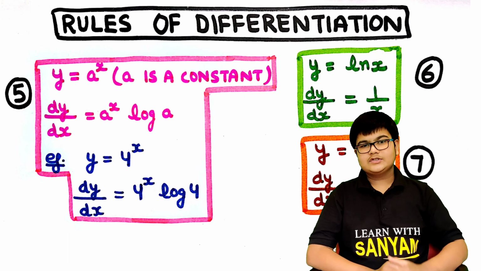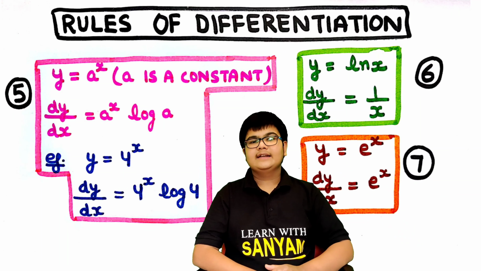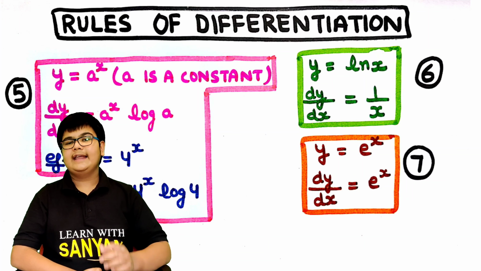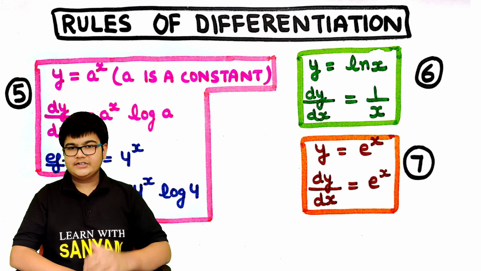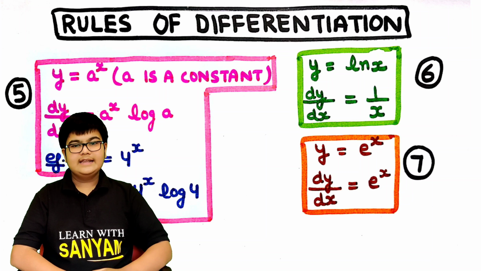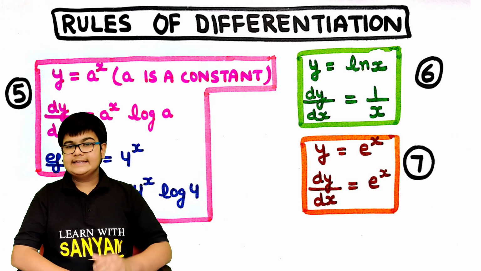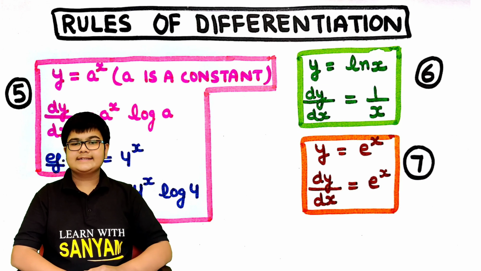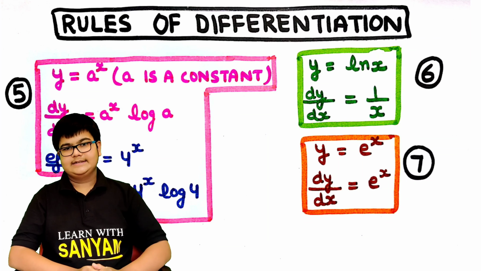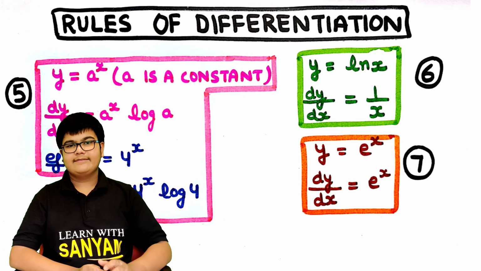Now, in the sixth rule, we are given that y is equal to log x. So y is equal to ln x. So what will be the differentiation? So dy upon dx will be equal to 1 upon x. Similarly, in the seventh rule, if y is equal to e to the power x, then dy upon dx will be equal to e to the power x. So no change will take place in the seventh rule. So these are some basic rules which you have to remember.